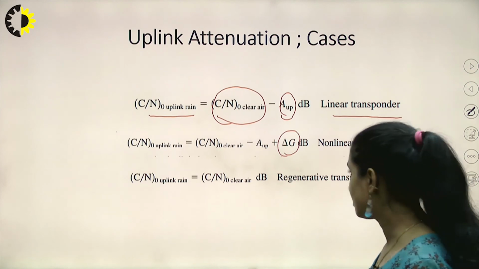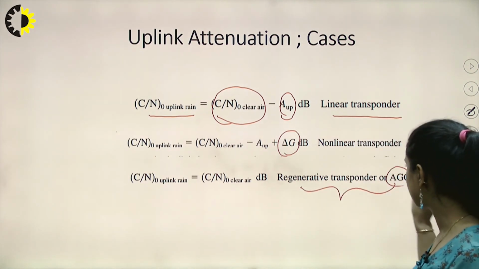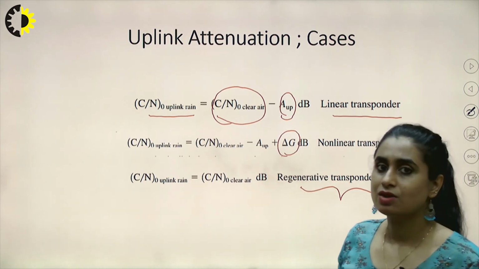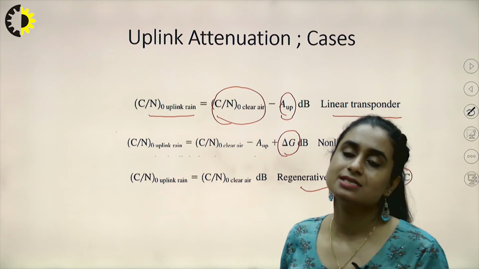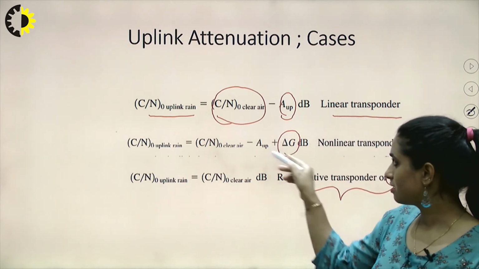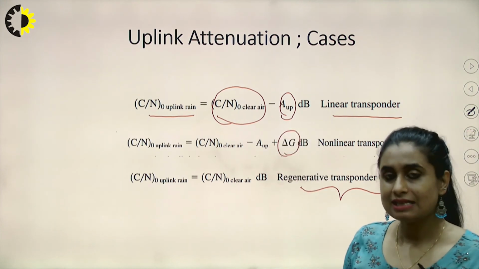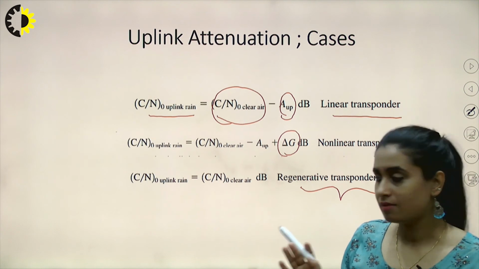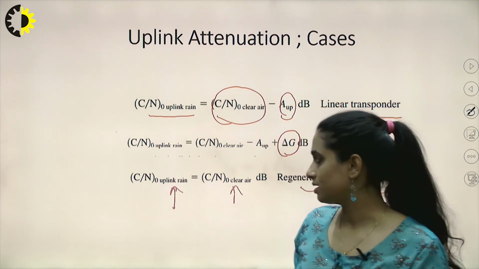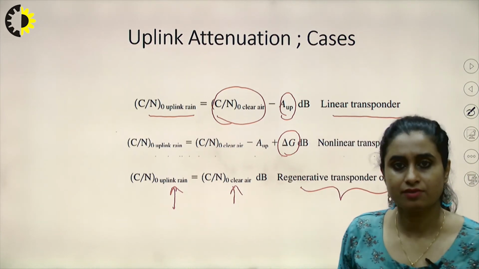Now, if I talk about a regenerative transponder or automatic gain control, then this attenuation is compensated inside the system only, which is a good system because it cancels out the attenuation because of the rain fade. Then we can equate the clear air condition with the rain condition. We don't have to consider attenuation in case of regenerative transponders.